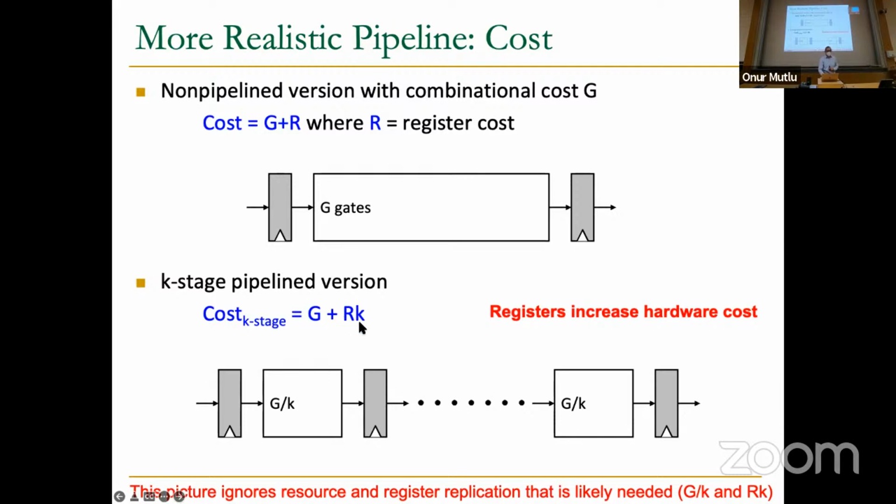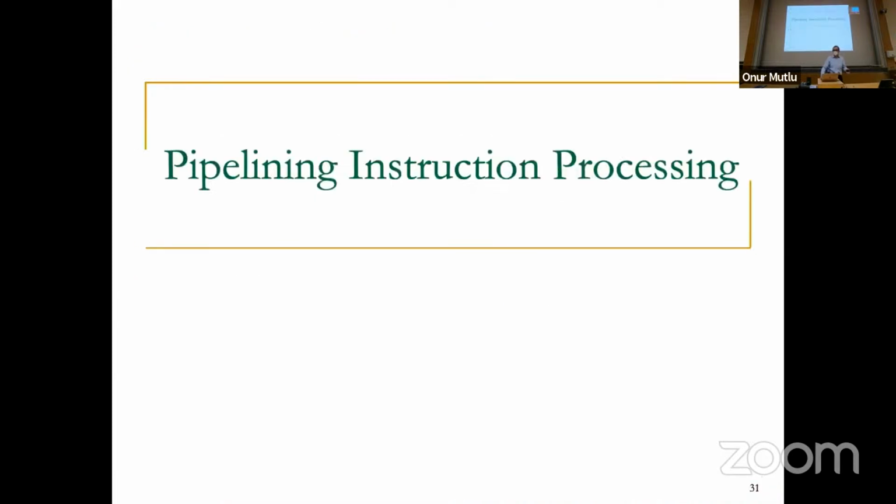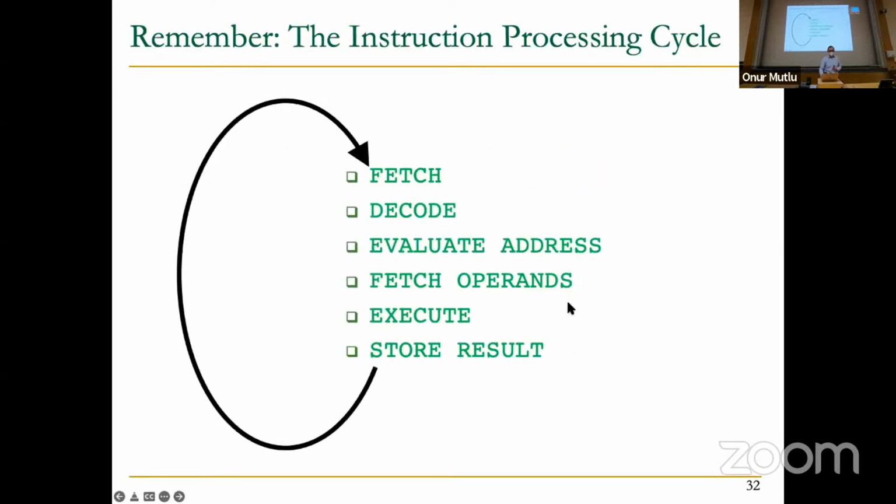And also, RK is maybe an underestimate because you need bigger registers, as we will see, to do control signals and other stuff. So basically, your cost is actually increasing more than what I show over here. Does that make sense? Okay, and we will now build the pipeline and see how that cost increases. We're not going to calculate the cost exactly. We're going to look at latency at the end, as I said, but cost is something interesting to look at. Okay, so let's jump into building this machine that pipelines the instruction processing.